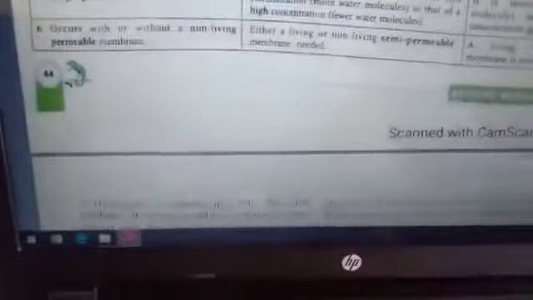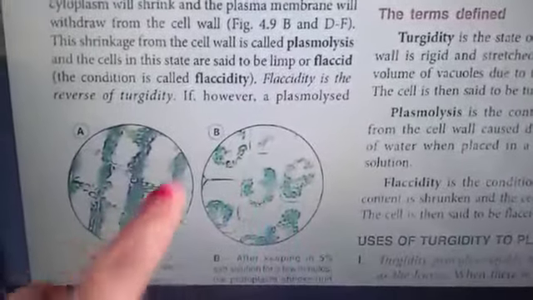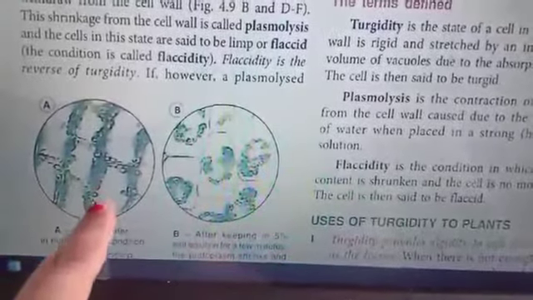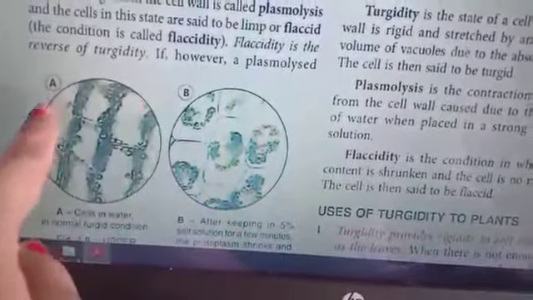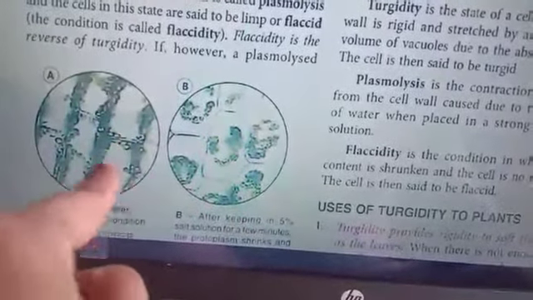Next is plasmolysis and flaccidity. Now plasmolysis and flaccidity is almost the same. Over here they have just explained. See, a cell is being shown when it is placed in water. When it is placed inside the water, the contents are present. See, this is the plasmolyzed cell, and this is the turgid cell.